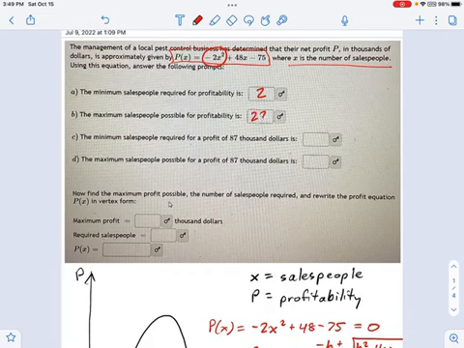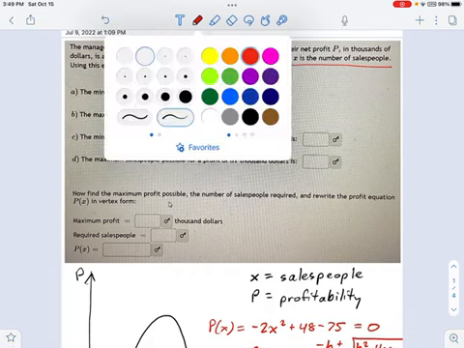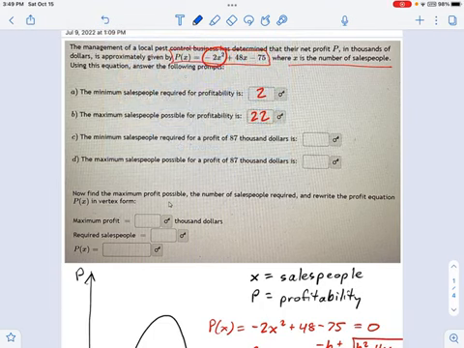We're asking for x-intercepts here. Now the second part might have you stuck, and all that's happening here is we've got the profit measured at a certain amount in thousands of dollars, and I want to know when we hit $87,000.